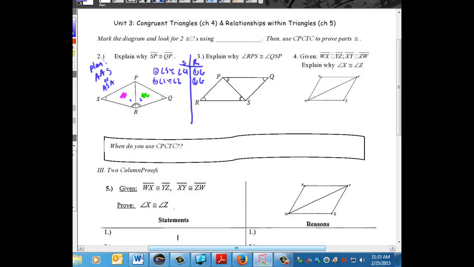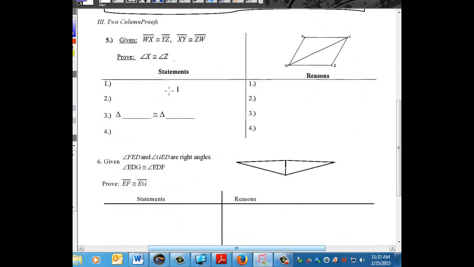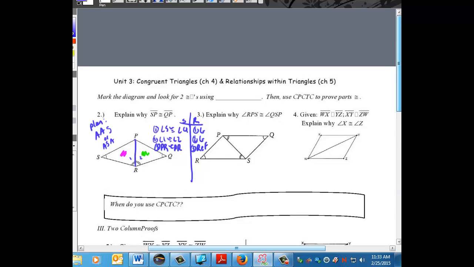Alright, well hopefully you can tell that this side right here is shared on both sides of each triangle. So we're going to say that PR is congruent, equal to PR, and that's by the reflexive property. I'll put REF, reflexive. And so let's put a tick on PR, and our tick goes right here.